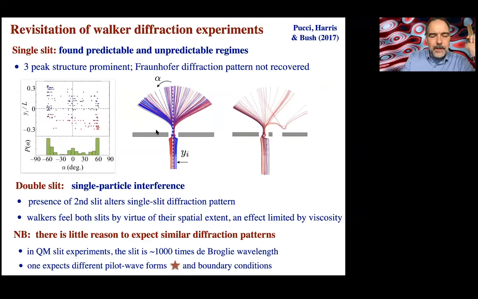So what we found is that there are two different regimes. In one, the behavior is entirely predictable. That is to say, if you give me the impact parameter, I can tell you what the outgoing angle is. And that's true in the bulk of the parameter regime. But at very high memory, things become unpredictable. So you see here this scatter plot, which shows the deflection angle as a function of the impact parameter. But nevertheless, you always get these three peaks. And this is the dominant structure in the experiments of Couder and Fort. But you don't get the Fraunhofer diffraction pattern.